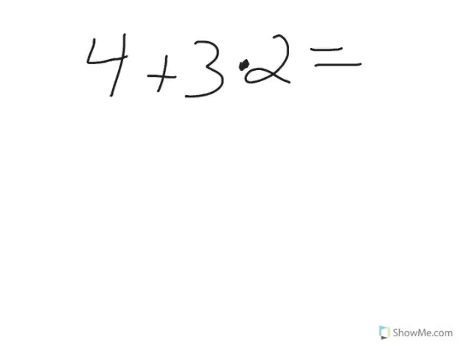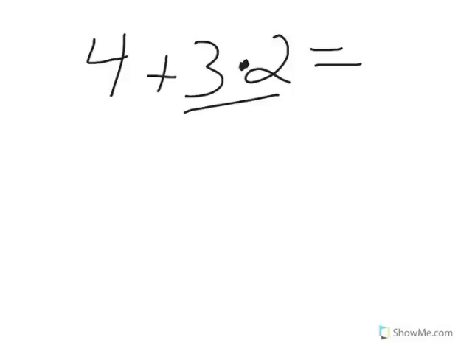Here we have a really simple order of operations problem. It is 4 plus 3 times 2. Now let's go through GEMDAS. Are there any grouping symbols? Nope. So we skip down to exponents. Are there any exponents? Nope. Skip down to multiplying and dividing from left to right at the same time. Is there any multiplying and dividing? Yes, there is. 3 times 2 right here.